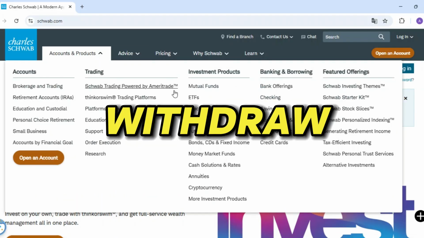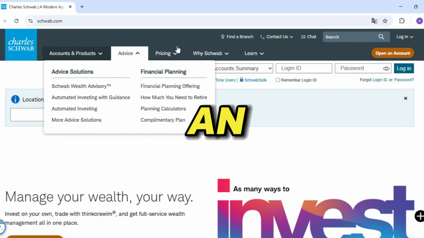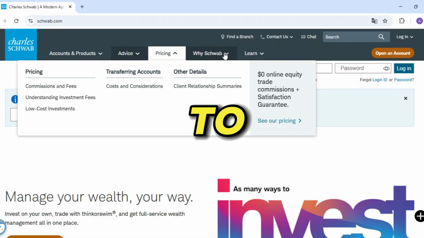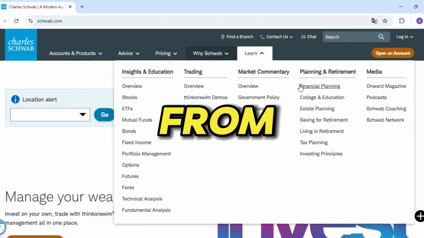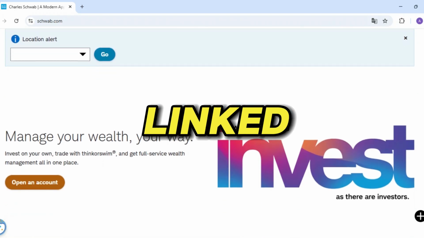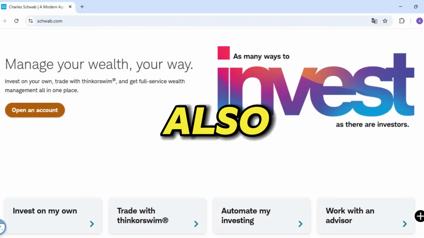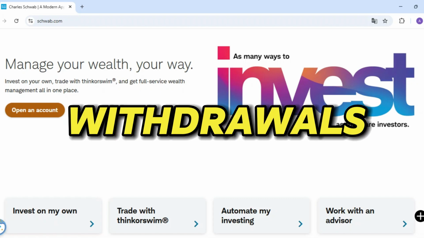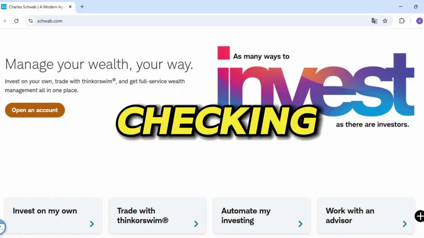Here's the simple way to withdraw. The most common method is an electronic funds transfer (EFT) back to your linked bank account. Go to Transfer and Payments, select the from account, your Schwab account with cash, the to account, your linked bank, and the amount. You can also use your Schwab Visa debit card at any ATM worldwide for fee-free withdrawals, or write a check from your Schwab bank checking account.